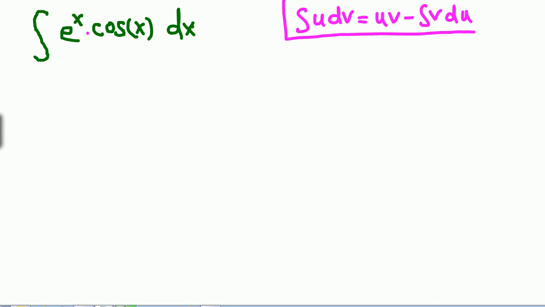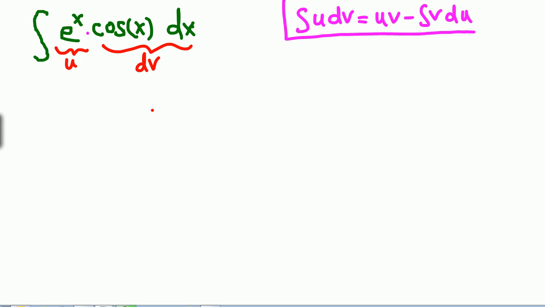So we need to choose u and dv. Let's say this to be our u and this to be our dv. Generally we choose u so that its derivative is simpler than the original. So e^x, what is the derivative of e^x? e^x. It does not change. And we choose dv so that we can easily integrate it. So what is the antiderivative of cosine x?